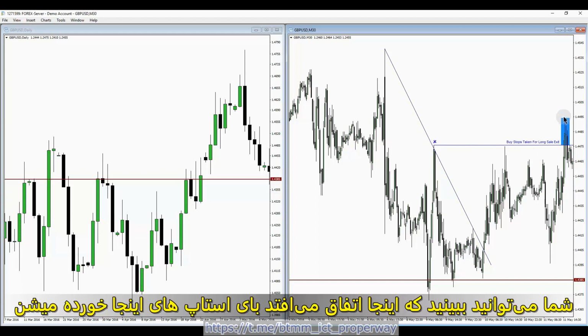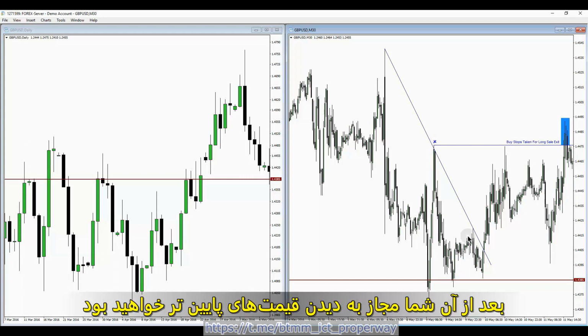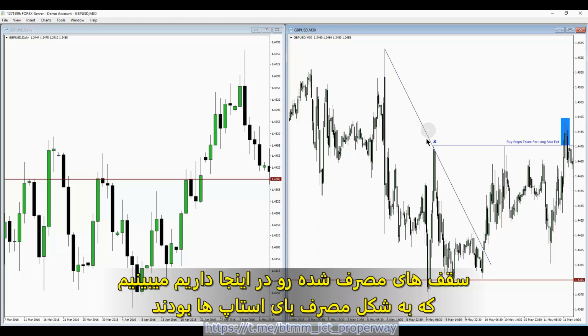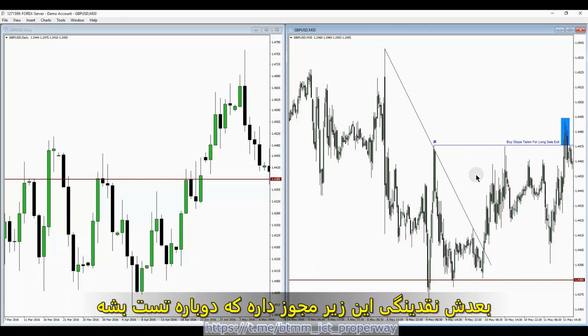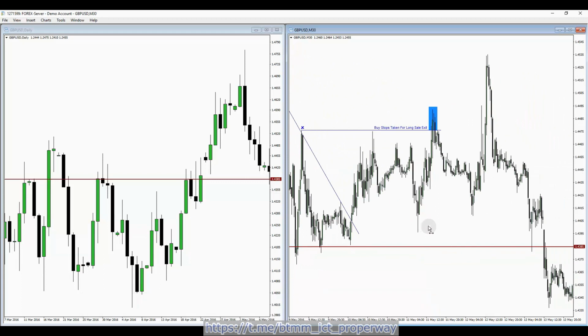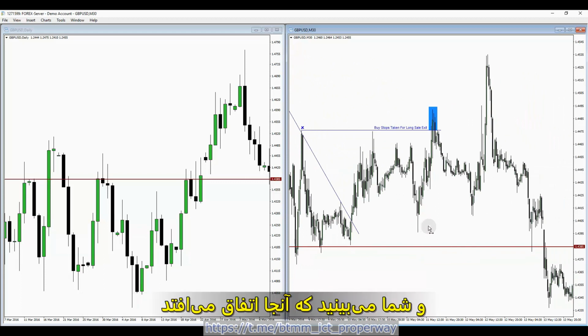You can see that happening here. Buy stops hit right here. Then you'd be permitted to see lower prices because we've seen the highs taken out here for the form of a buy stop raid, and then now the liquidity below here would be allowed to be tested. And you see that happening there.